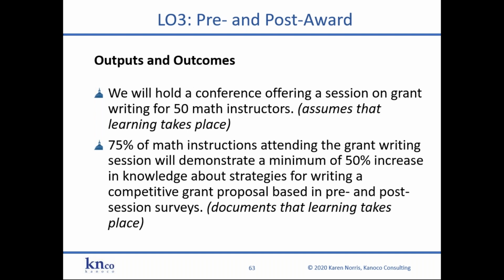to the second objective: 75% of math instructors attending the grant writing session will demonstrate a minimum of 50% increase in knowledge about strategies for writing a competitive grant proposal based on pre and post session surveys. So now you're documenting that there's been a change. The more you can write outcome objectives rather than output or process objectives, the better.